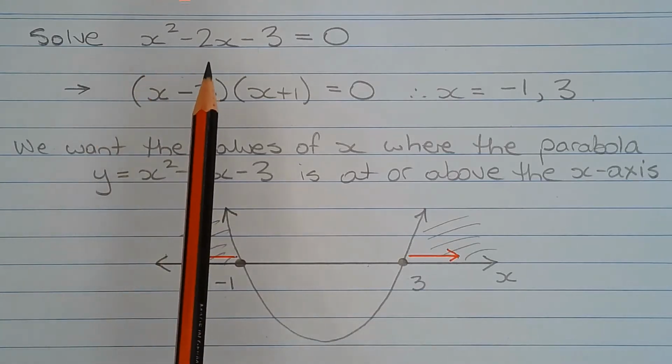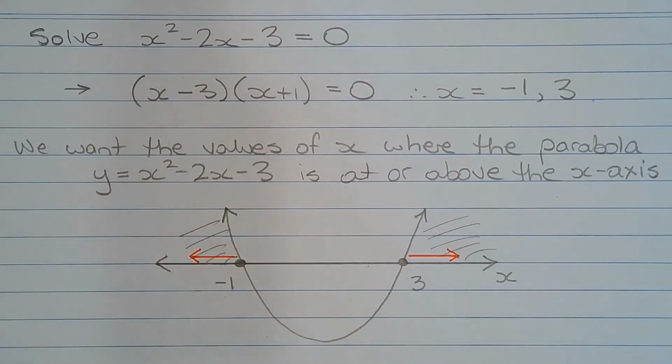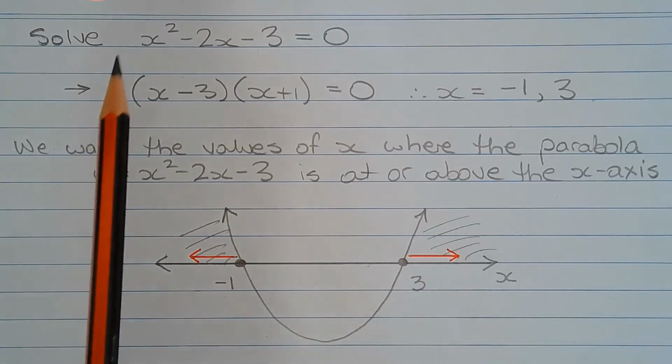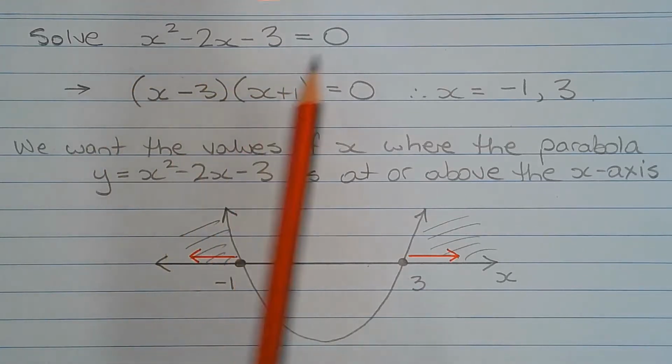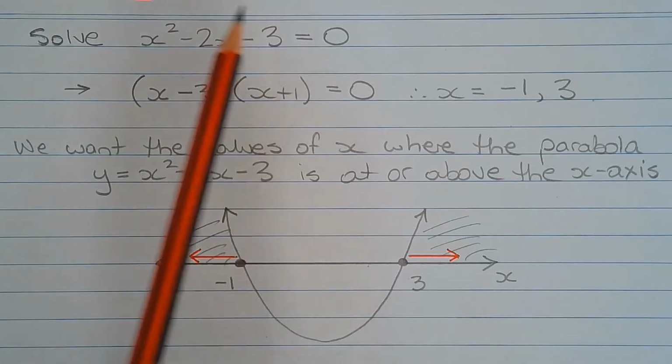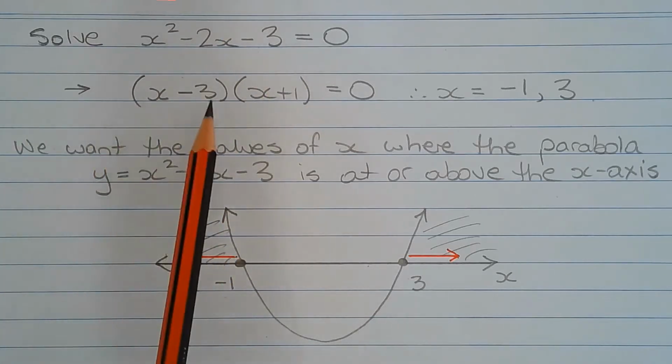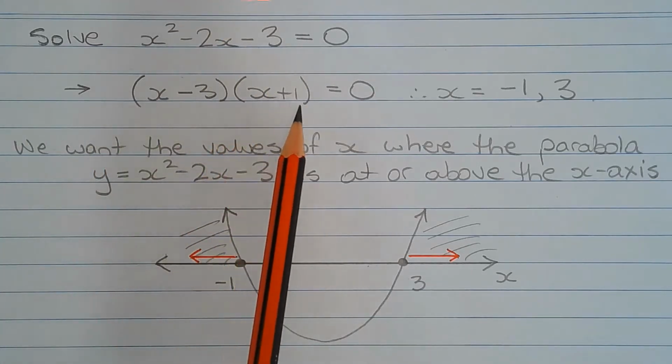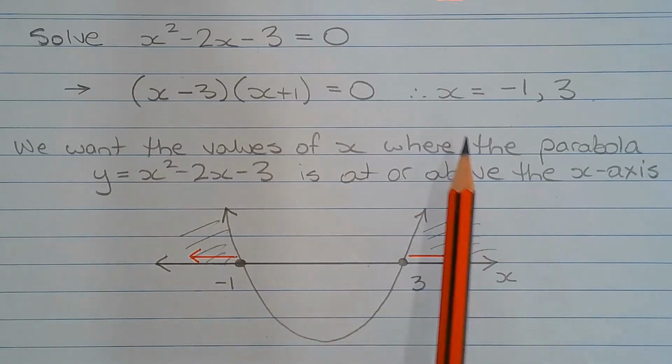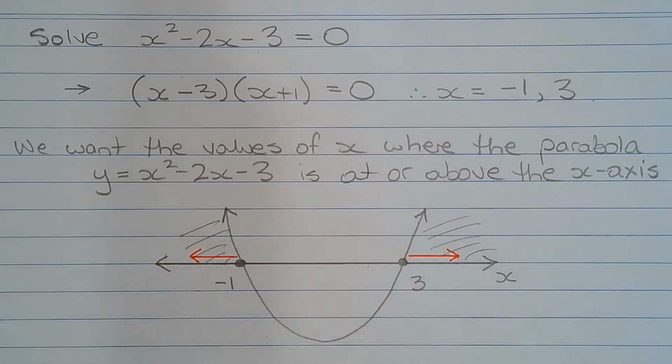X squared minus 2x minus 3 represents a concave up parabola, and the x-intercepts may be found by solving the quadratic equation x squared minus 2x minus 3 equals 0. For factorising the left-hand side, we have (x minus 3) multiplied by (x plus 1) equals 0, so therefore x equals negative 1 or 3.